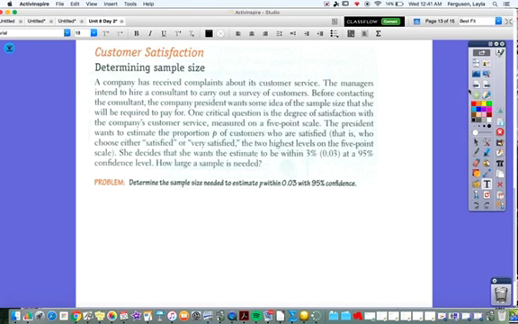The president wants to estimate the proportion p of customers who are satisfied, that is either satisfied or very satisfied, the two highest levels on the 5-point scale. She decides she wants the estimate to be within 3% or 0.03 at a 95% confidence level. How large a sample is needed? So the problem is we are going to determine the sample size needed to estimate p within 0.03 with 95% confidence.